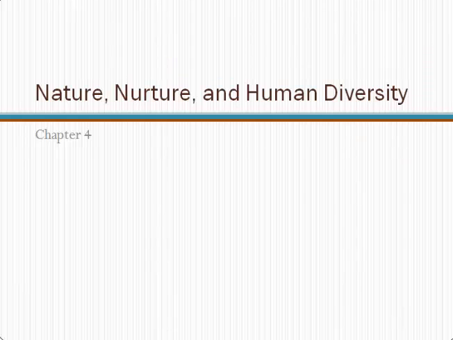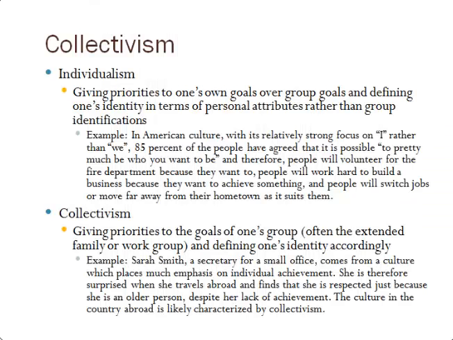The next chapter is entitled Nature, Nurture, and Human Diversity. And really what this chapter is primarily about is this idea of collectivism versus individualism. Individualism means focusing on the needs, of course, of the individual, giving priority to one's own goals over group goals, and defining one's identity in terms of personal attributes rather than the attributes of an entire group.